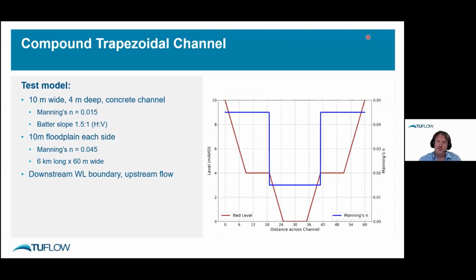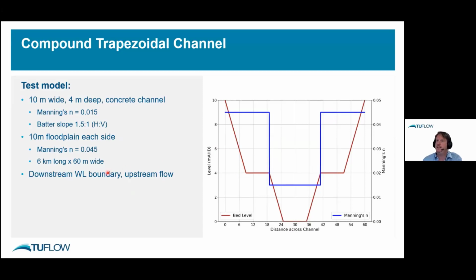But that previous model has a constant elevation and Manning's N across that channel. So if we start to look at something more realistic, in this case, I've got a compound trapezoidal channel. So we've got a concrete 10-meter wide section in the middle, 4 meters deep, with a slope of 1.5 horizontal to 1 vertical, and then a 2D floodplain, which has a higher roughness. In this case, 0.045, something more indicative of thick grass or light vegetation. And two floodplains, one on each side, obviously, of similar width to the channel.